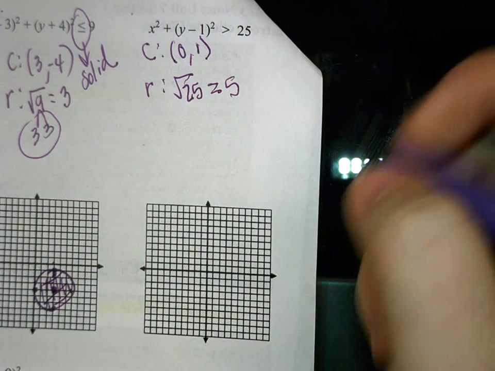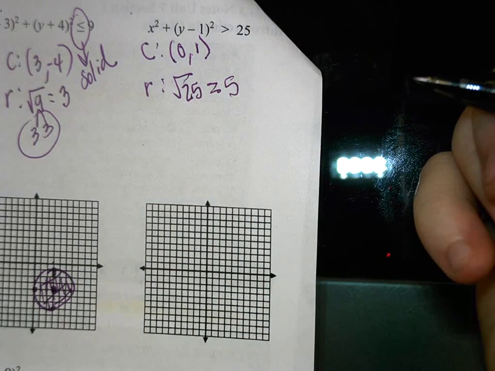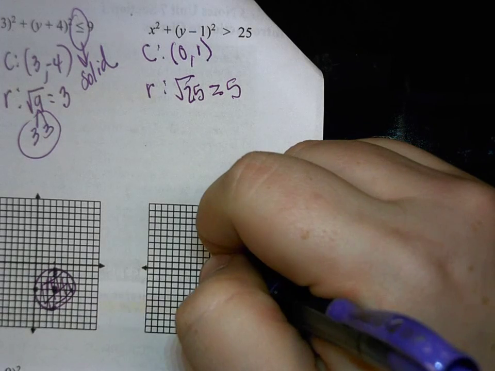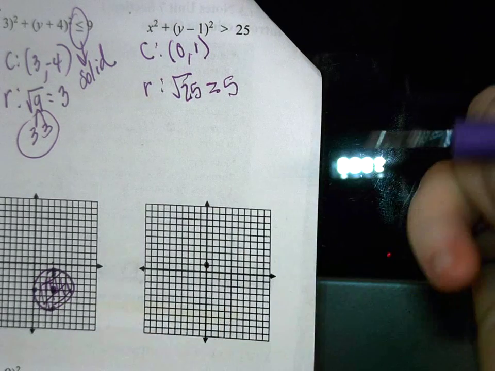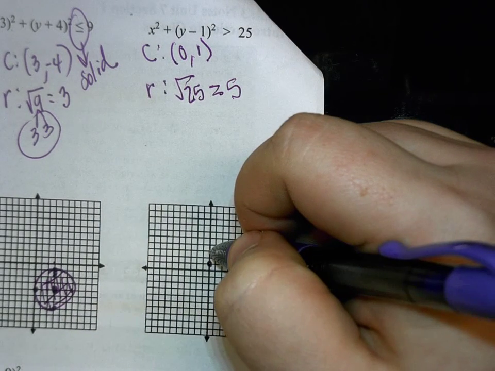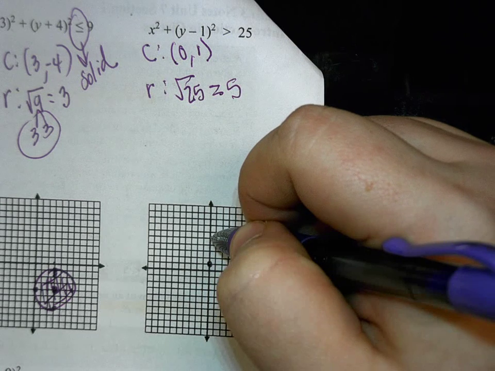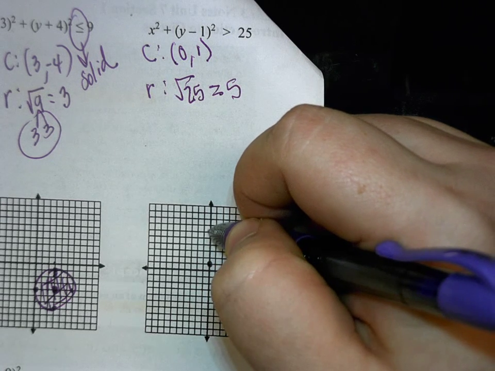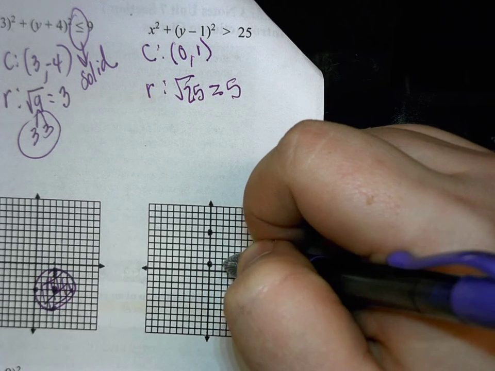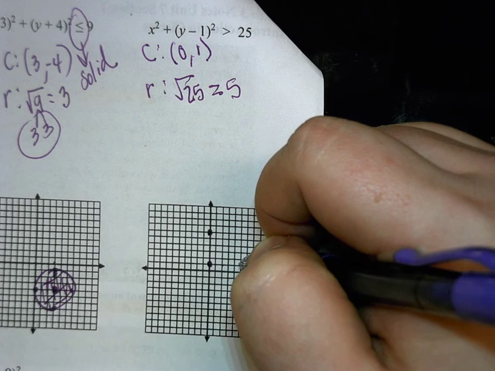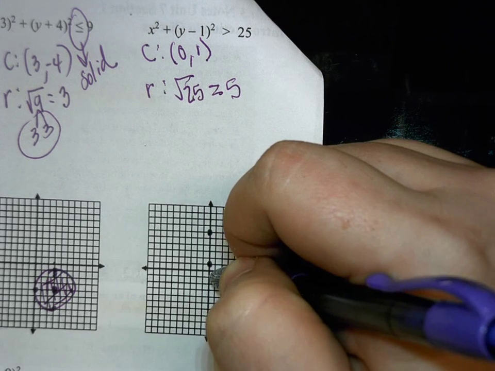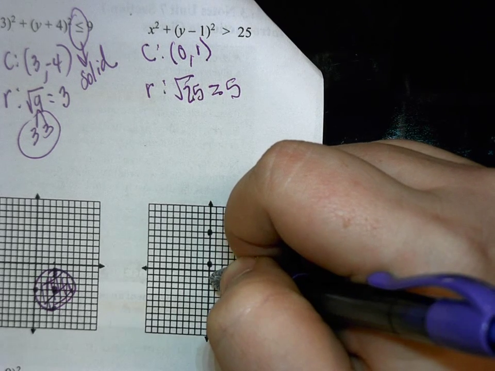All right, so center is 0, 1. If there's nothing with the x at 0, just keep working and I'll just keep talking. Okay. And so, any questions on center? Radius, we take the square root of 25. Square root of 25 is 5. And so once you put the center, you're going 5 in all those directions.